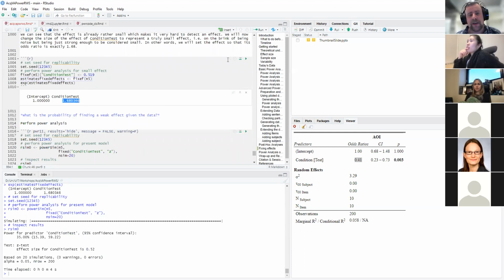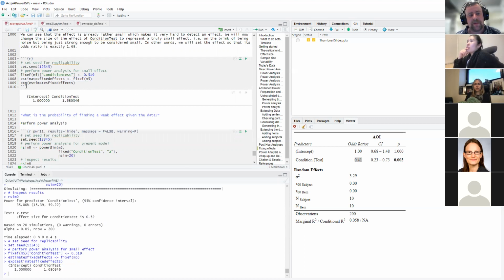now it really has an effect size of 1.68 odds ratios. So someone is 1.68 times more likely to look into the area of interest in the test condition compared to the control condition. This is how you would interpret this. Okay. Right? So that's how you interpret the odds ratio.